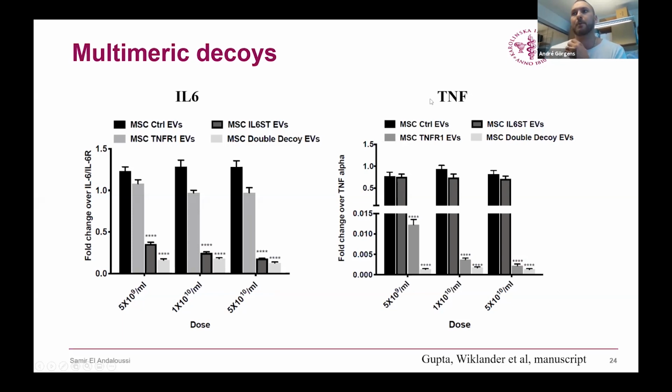We do the same experiment in the TNF alpha receptor reporter cells. We see that the control EVs and the IL-6 EVs, they don't do anything, whereas we see a nice dose-dependent reduction with the MSC TNF decoy EVs, and with the double decoy EVs. So we now also have some data in colitis. I didn't have space to include that, but it really shows that we can now build in several receptors on these vesicles to get more robust suppression.